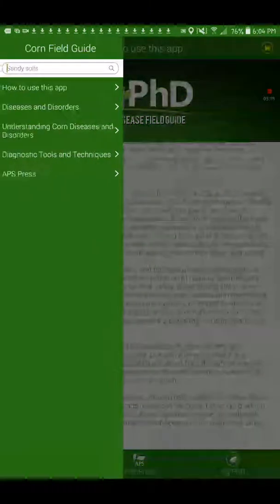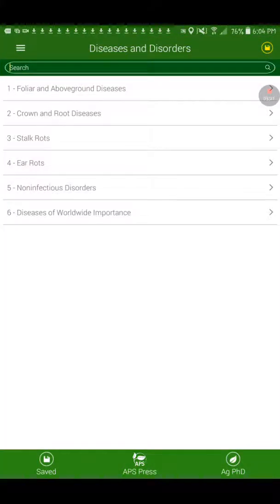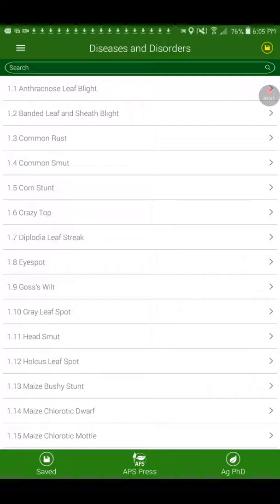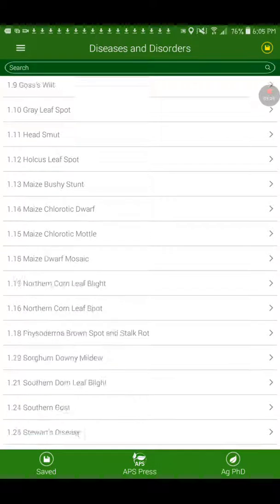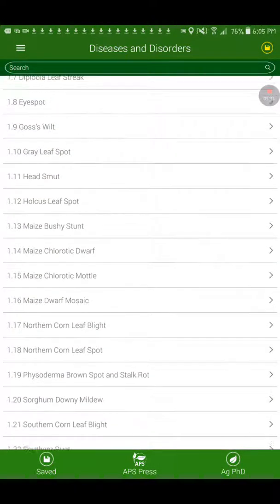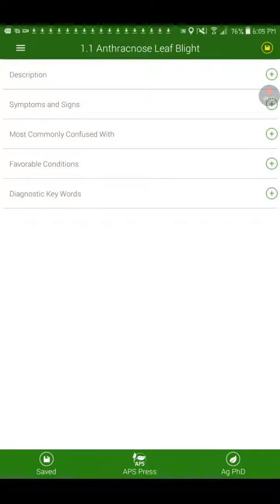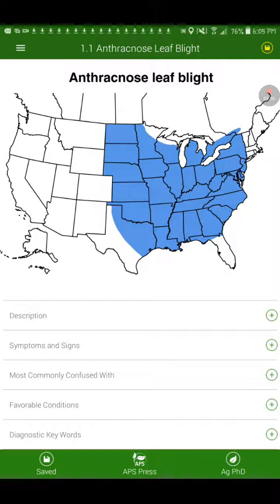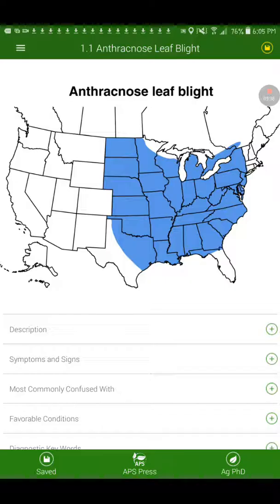Okay, that doesn't tell me how to use the app. Diseases and disorders. Let's go with foliar and above ground diseases. We'll make it a 6-part series on diseases. Maybe like 12 parts? Oh, okay, so apparently it's on the Midwest and East sides of the United States.